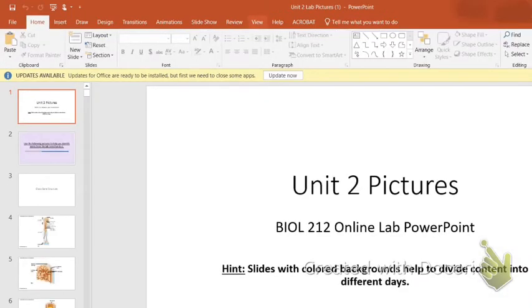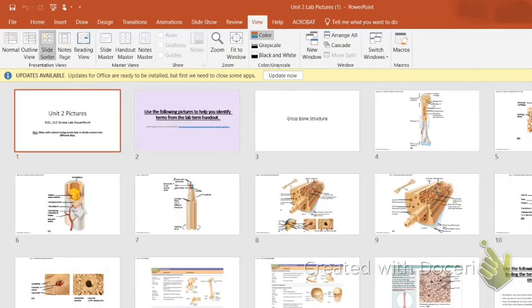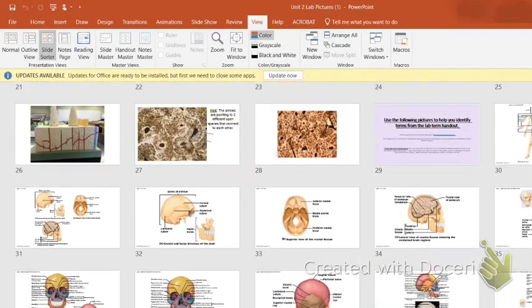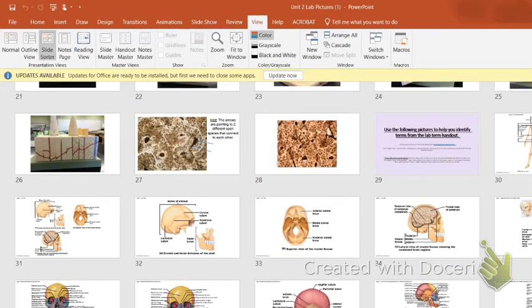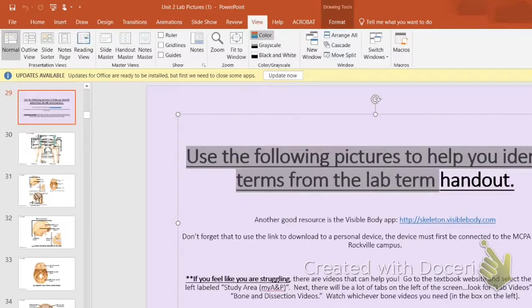I'm going to select View and Slide Sorter to help me get through these slides faster. And hey, I'm starting to see skull pictures already. So I'm going to click on the one that's colored because that's usually the one that helps to separate different days. And notice it says that these first pictures are to help you identify terms from the lab term handout.